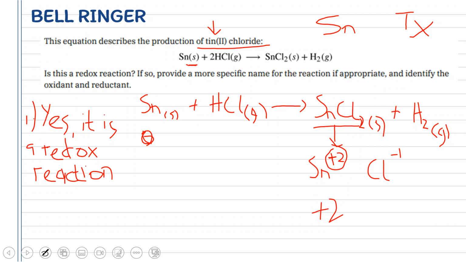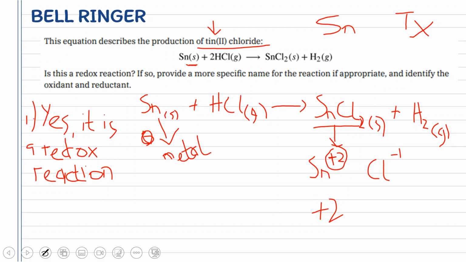Now, this one I need you to think and remember what we've been doing. Remember, we spoke about a type of redox reaction called single displacement or single replacement reaction. We said that a metal replaces an ion. Now, if you've not realized, tin is a metal. The moment you see a metal sitting here, know that it's likely to be that kind. So let's see if it's that one.